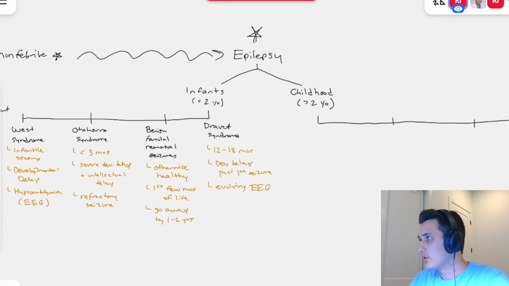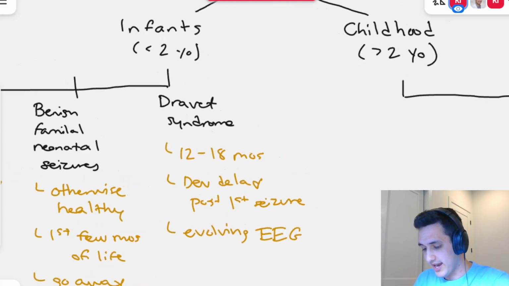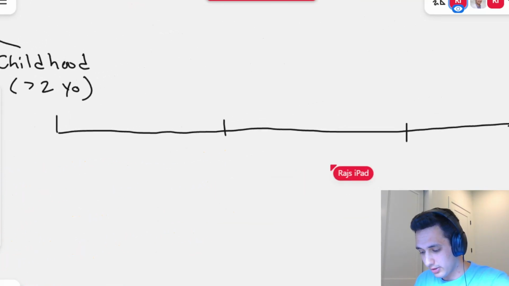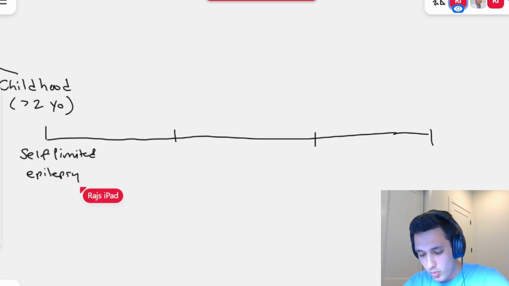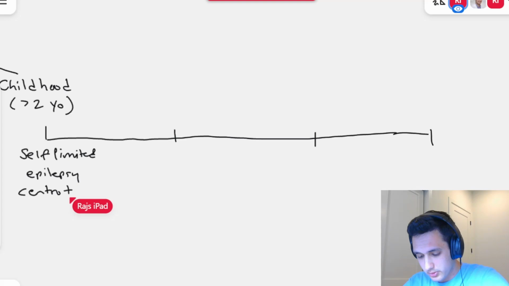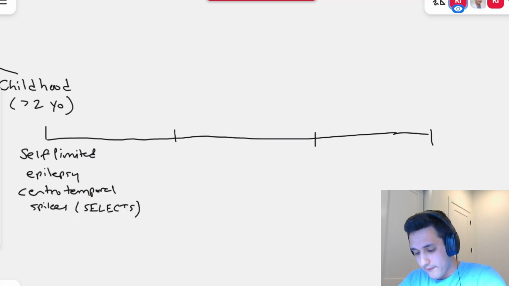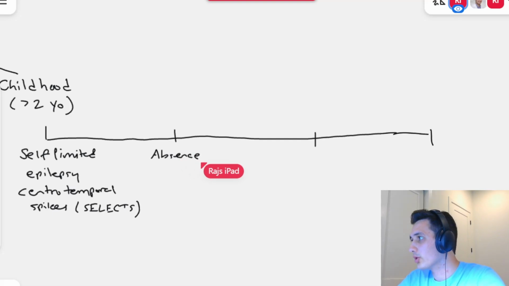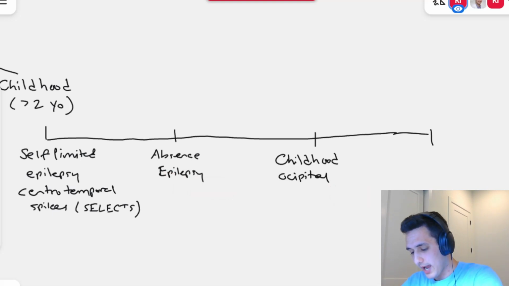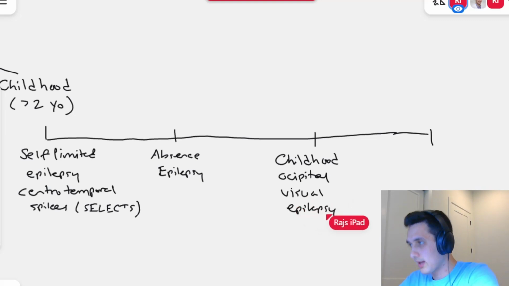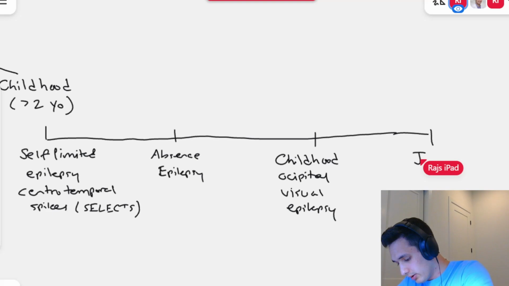Okay, now we'll move on to childhood disorders, the ones that present mainly at greater than 2 years of age. So the first one is called self-limited epilepsy with centrotemporal spikes. Next we have absence epilepsy. So this can either be in childhood or juvenile form. And then third we have childhood occipital visual epilepsy. And then finally we have juvenile myoclonic epilepsy.